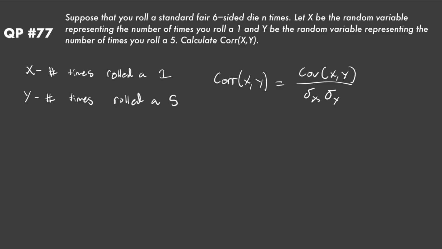And now when you look at this question, you notice that for both x and y we are counting the number of times that we do something that is exactly the same. So what does that mean? Well, we're going to be able to simplify this using indicators.